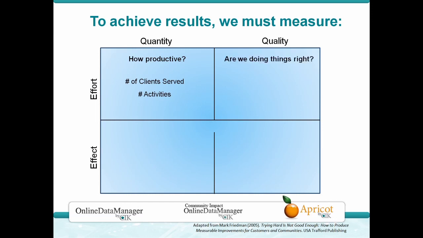The second quadrant answers the question, are we doing things right? And this is where we look at client satisfaction, retention data, and following our protocols. Because we do know as an agency or as a funder, we do want to know, are our clients pleased? Are they engaged in the process? That's why I think retention data is so important. And are we following our protocols? Are we doing what we said we were going to do?